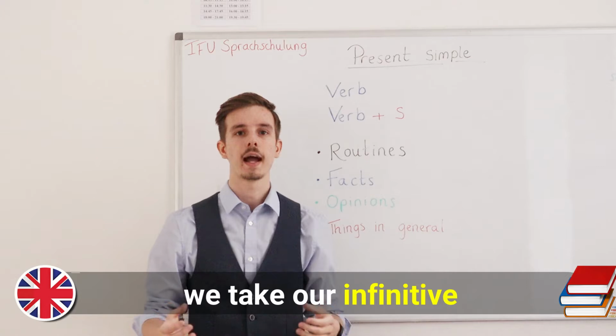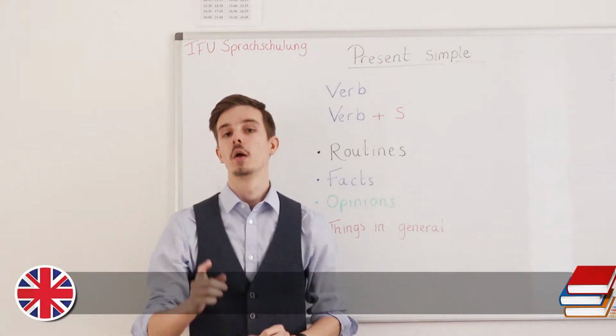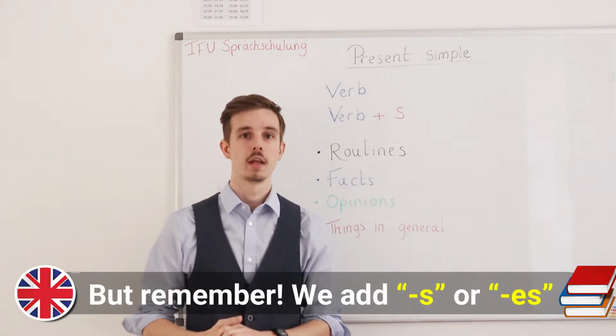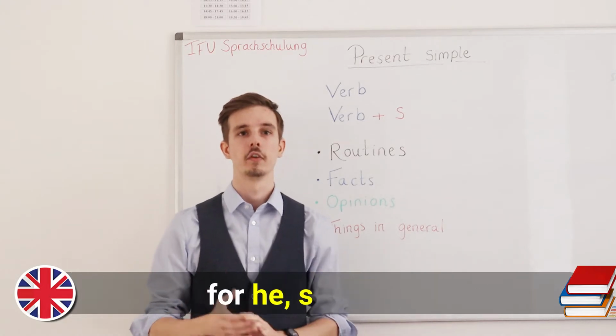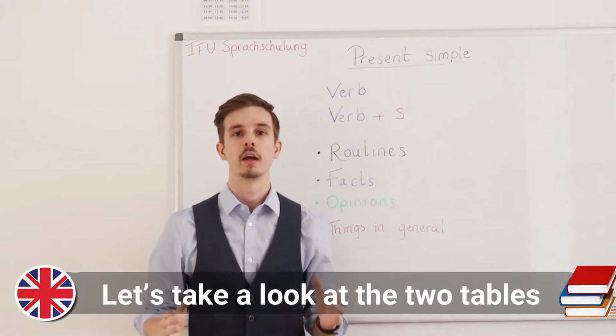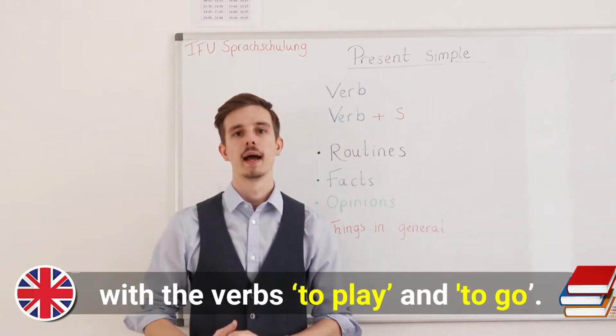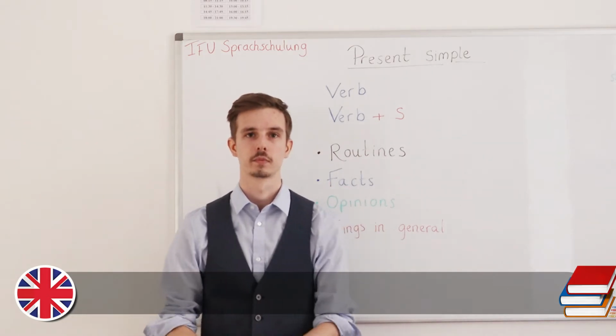So, we take our infinitive and we remove to. But remember, we add s or es for he, she and it. Let's take a look at two tables with the verbs to play and to go.